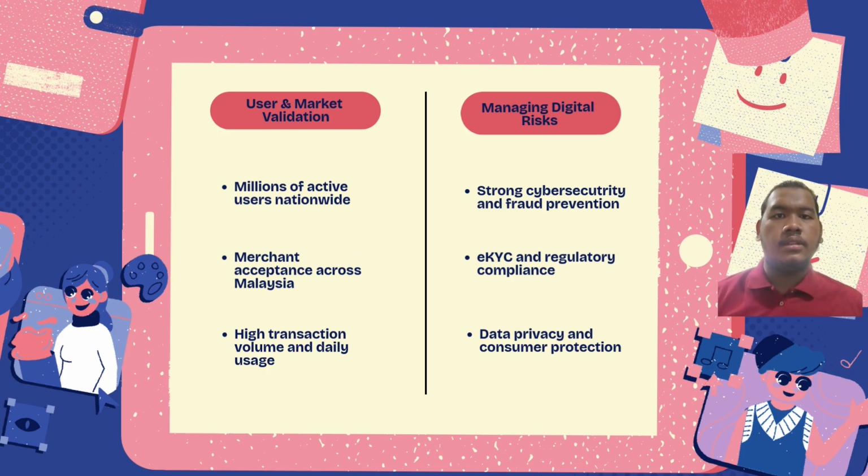To follow up, there are ways of managing digital risk. As a fintech platform, security and compliance are critical evaluation criteria. Touch 'n Go implements strong cybersecurity measures, fraud prevention systems, and eKYC processes to protect user data and transactions. Continuous monitoring and regulatory compliance help reduce operational risk and maintain the users' confidence in the platform, which is the Touch 'n Go eWallet.